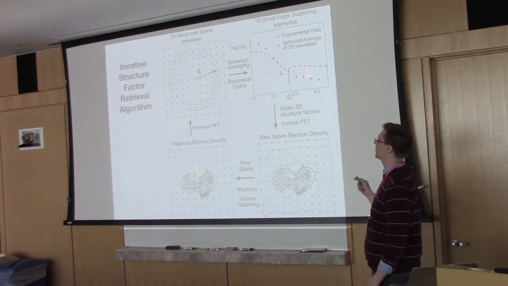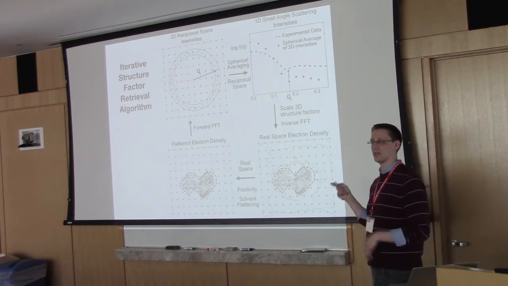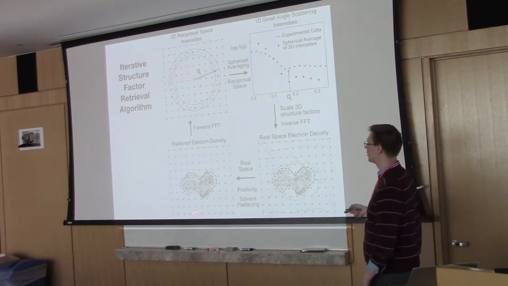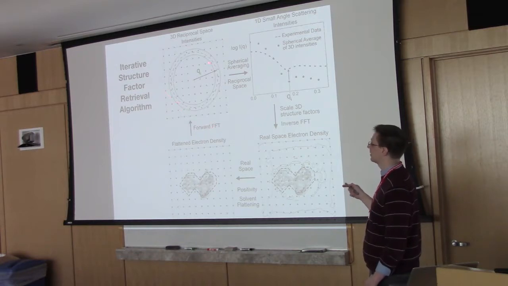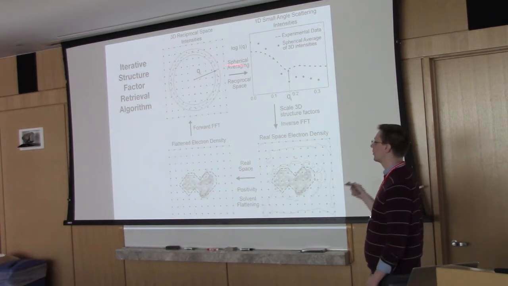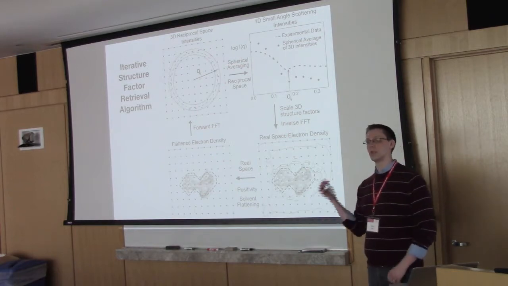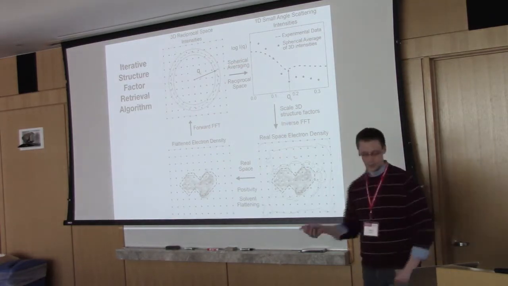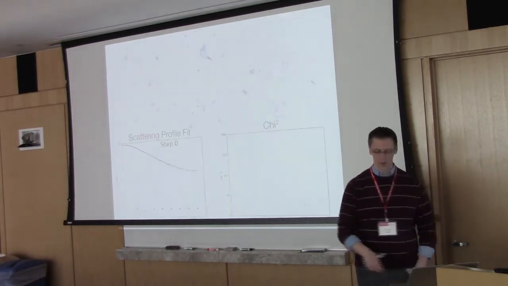But now that we've changed the electron density, the corresponding experimental comparison to the experimental data no longer matches. So we have to calculate a new set of structure factors and a new set of intensities, calculate the spherical average again, and do this process over and over again iteratively until we achieve convergence. And so that's the basic idea.